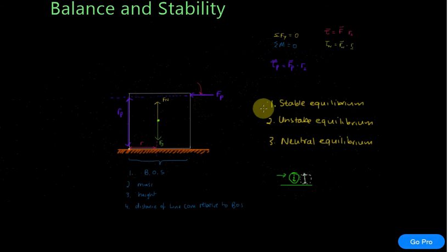Alright, so three different types of equilibrium, all affected by the center of mass, the base of support, the mass of the entire object itself, its height, and the distance that the line is relative to the base of support. I will talk about these factors in the next video.